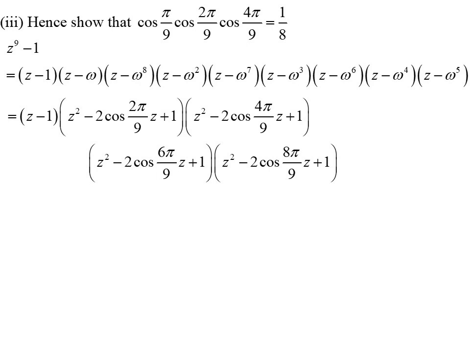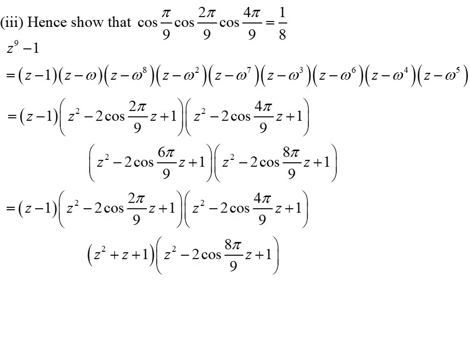Then in the next one, again, z squared minus twice the sum of the roots. In this case, cos 4 pi on 9, then cos 6 pi on 9, and then cos 8 pi on 9. I can tidy that up a little bit because we have an exact value for cos 6 pi on 9. 6 pi on 9 is the same as 2 pi on 3, one of our exact values. So that can be done: z squared plus z plus 1. It's the other 3 I don't know.